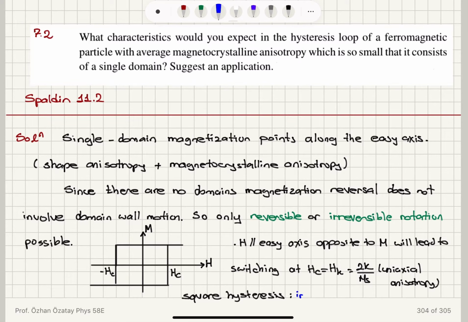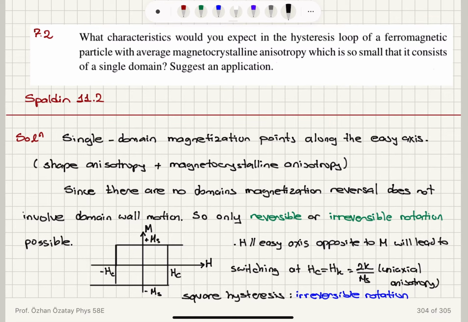So you can see that we have non-volatility. If we remove the field after the magnetization switching occurs, we go to a different state. So it's not the state we started with. So we start with minus saturation magnetization and we switch, we go to plus saturation magnetization, remove the field. We don't go back to minus Ms, we have plus Ms. So this is minus Ms, plus Ms, and it is irreversible.